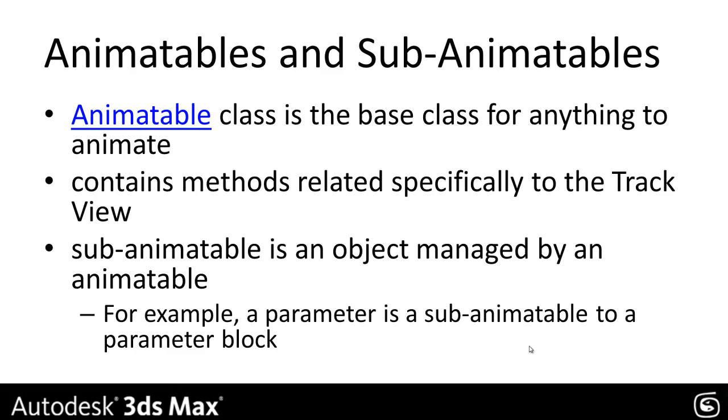It contains methods related specifically to the track view. Okay, so in order for the track view, which is where you can control animatables, you need to implement certain methods. Sub-animatable is an object managed by an animatable. So an animatable is going to have a collection of sub-animatables. For example, a parameter is a sub-animatable to a parameter block.